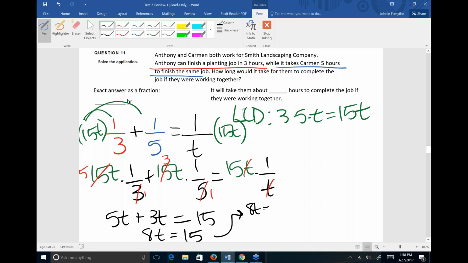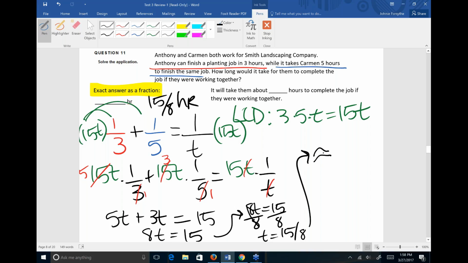And then we would divide both sides by 8 to solve for t. So t equals 15 divided by 8. So the exact answer as a fraction would be 15 over 8 hours. Now then it says it will take them about blank hours to complete the job if they're working together. Let's divide 15 divided by 8. You can use your calculator. That ends up being approximately, well actually exactly, 1.875. So we can round that to about 2 hours.